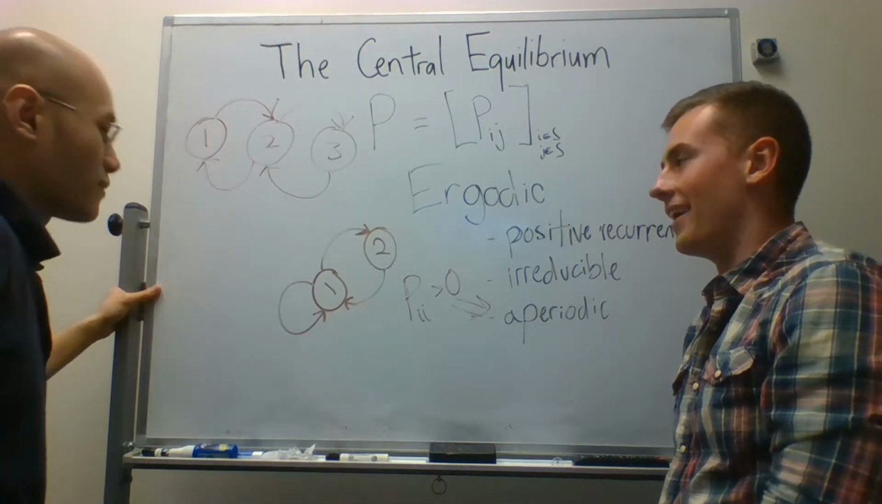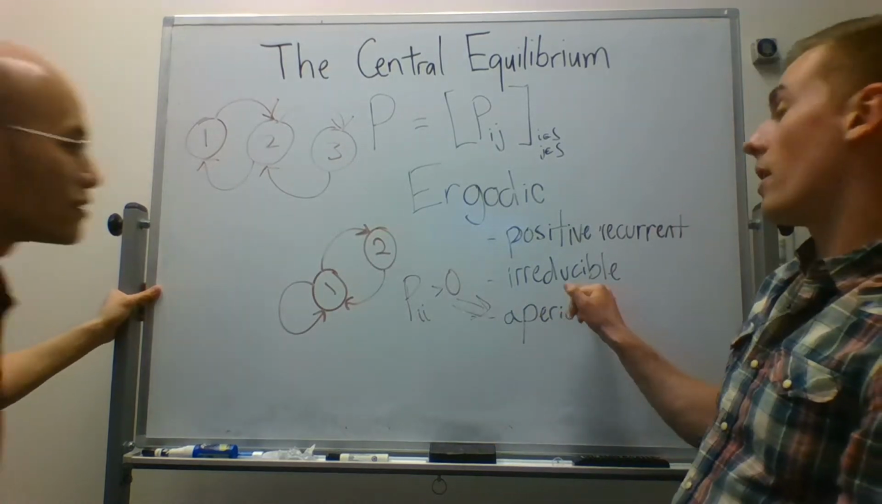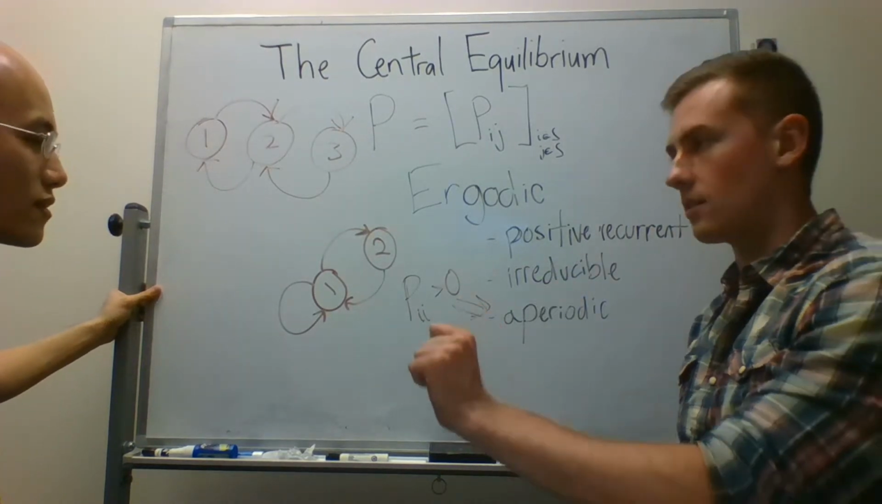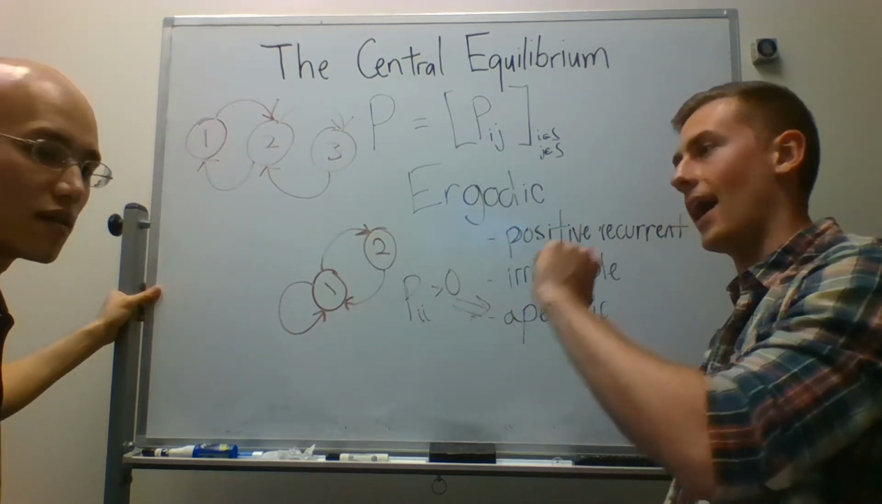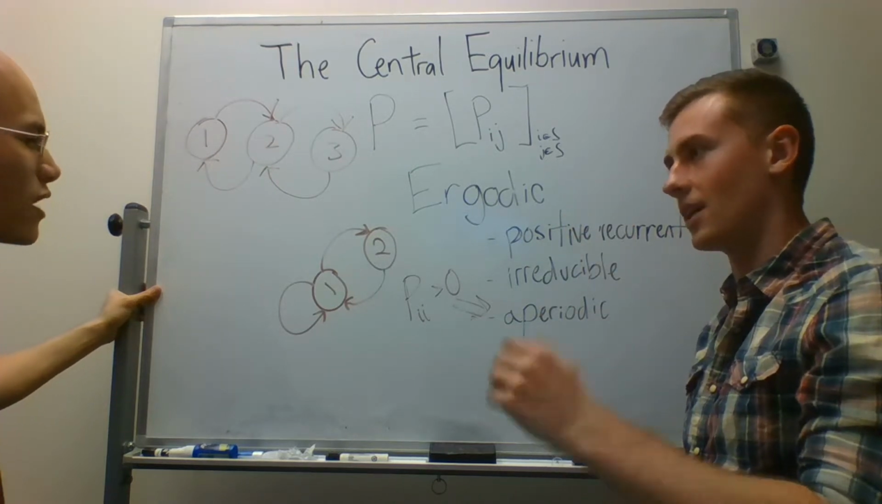Okay. Yeah. So that's the easiest way to check for irreducibility. You just start at one state. You say, can I visit every state and get back to where I started? Okay. Can you get back home?